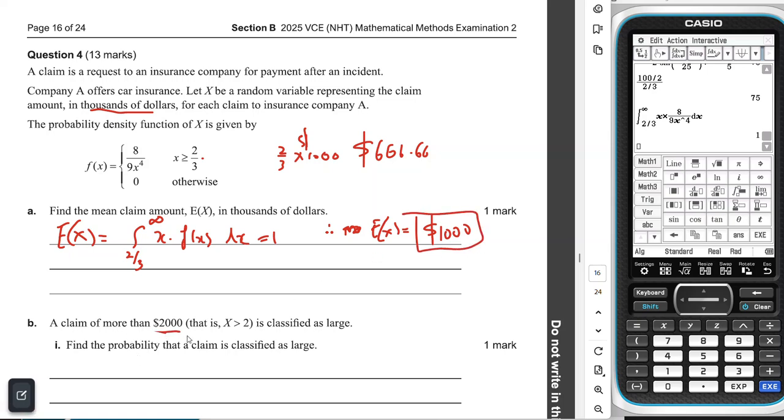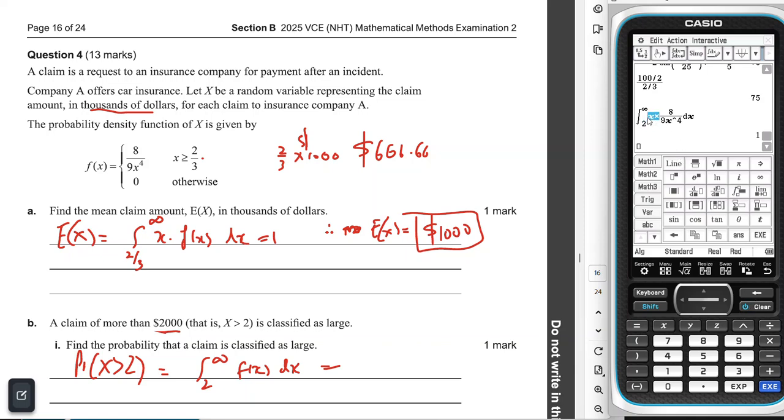A claim of more than 2,000 is large. Find the probability the claim is large. So the probability that x is bigger than 2 is the integral from 2 to infinity of f of x dx. It's not the mean, so let's get rid of that x. It's going to equal 1 on 27.